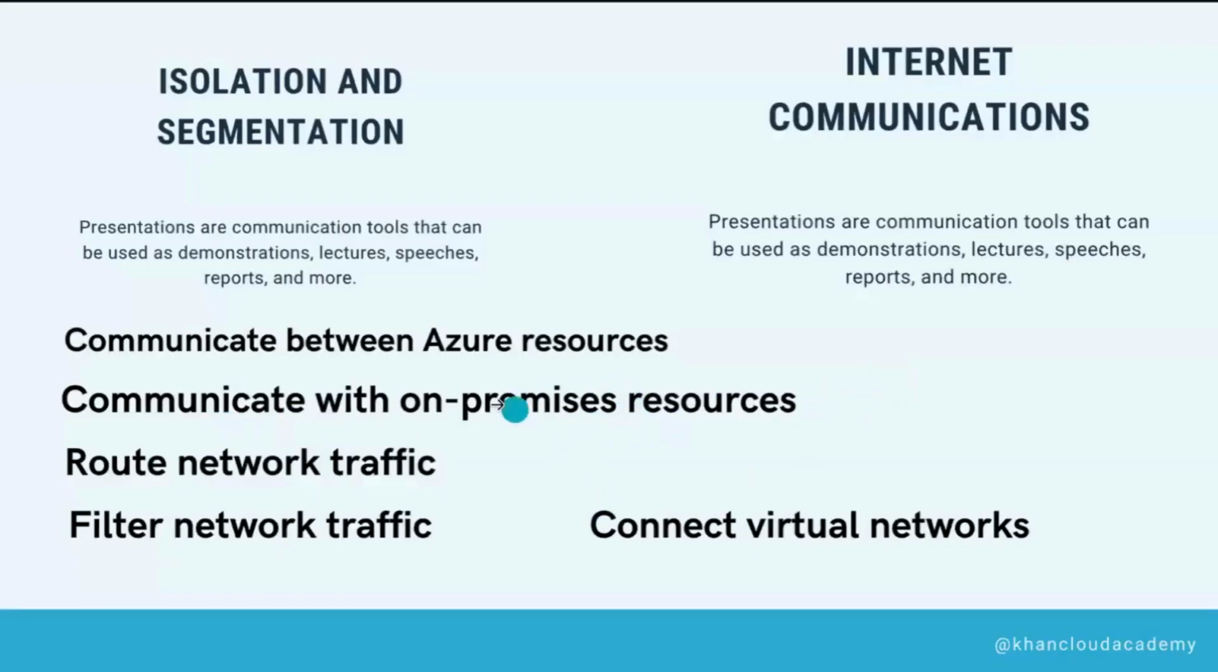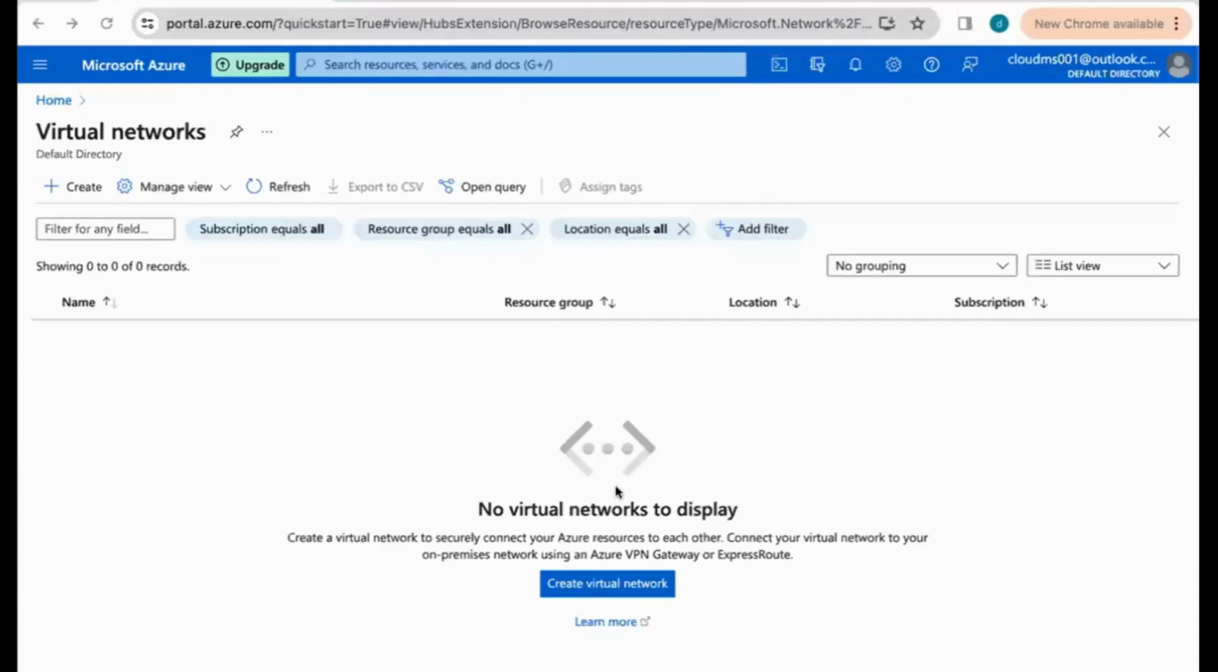So, communicating with on-premises resources, what does it mean? Azure Virtual Network enables you to link resources together in your on-premises environment and within your Azure subscription. In effect, you can create a network that spans both your local and cloud environments. There are three mechanisms in Azure to achieve this connectivity.